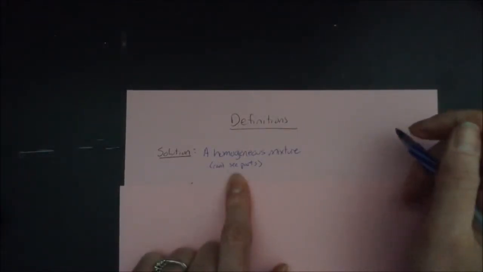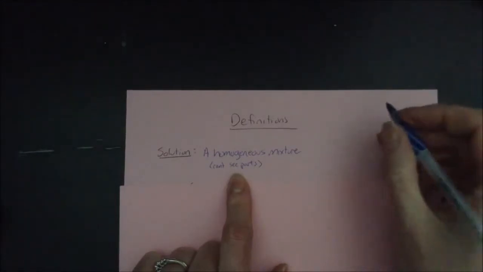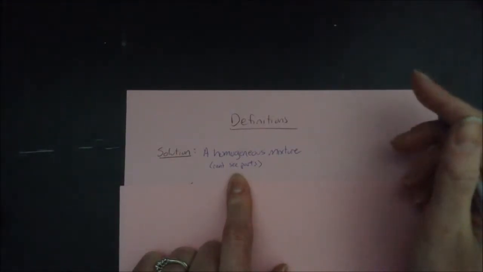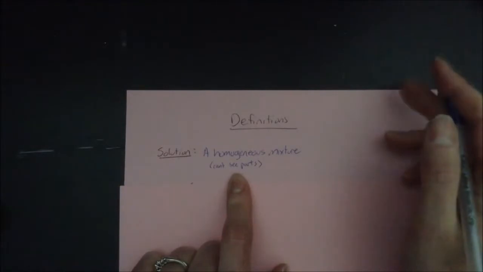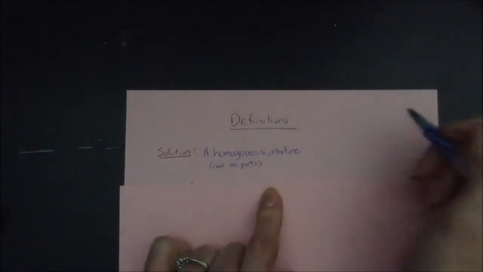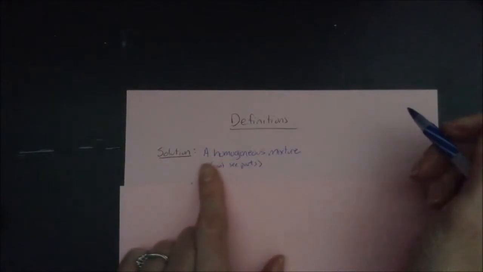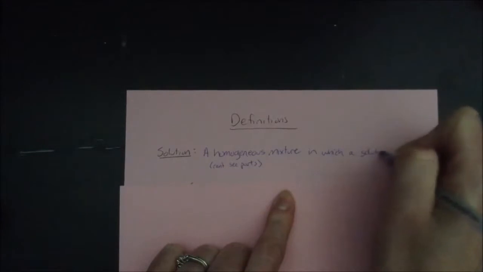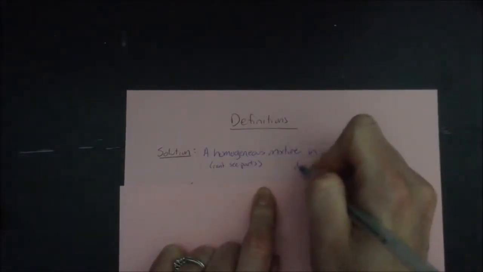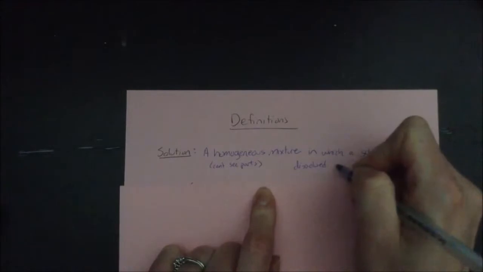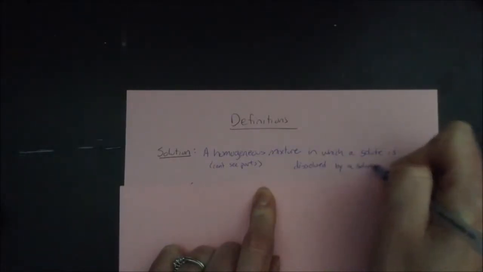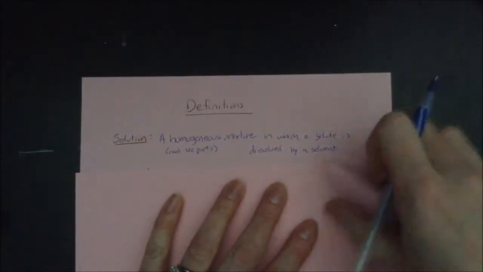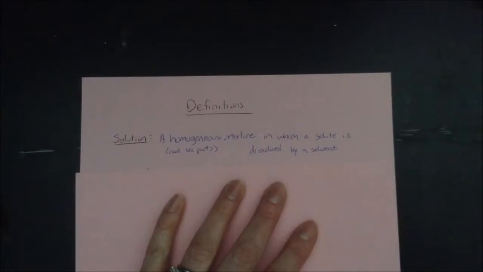The opposite of a homogeneous mixture is a heterogeneous mixture, and in that one you can see the pieces. Think about a chocolate chip cookie. You can see the chocolate chips. There's definitely different parts. In a solution, that's not the case. You can't see the pieces. So a solution is a homogeneous mixture in which a solute is dissolved by a solvent. In a later episode, we'll understand how that dissolving process works. But that's the basic definition of a solution there.